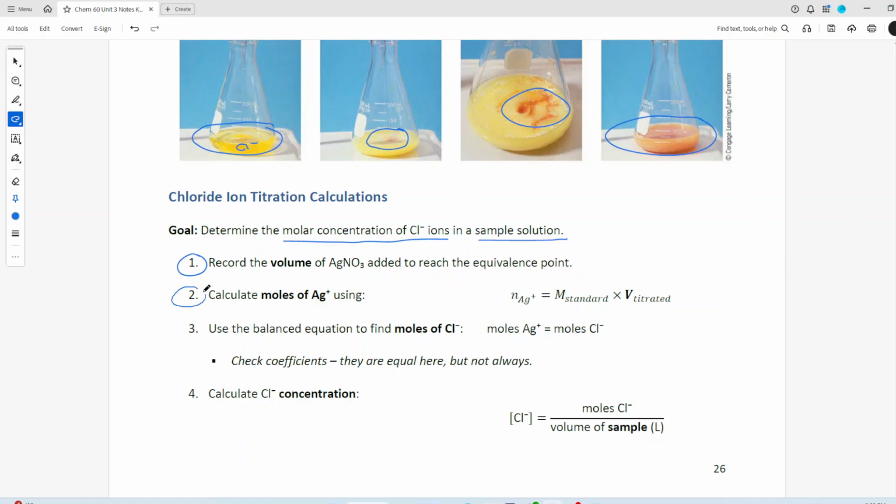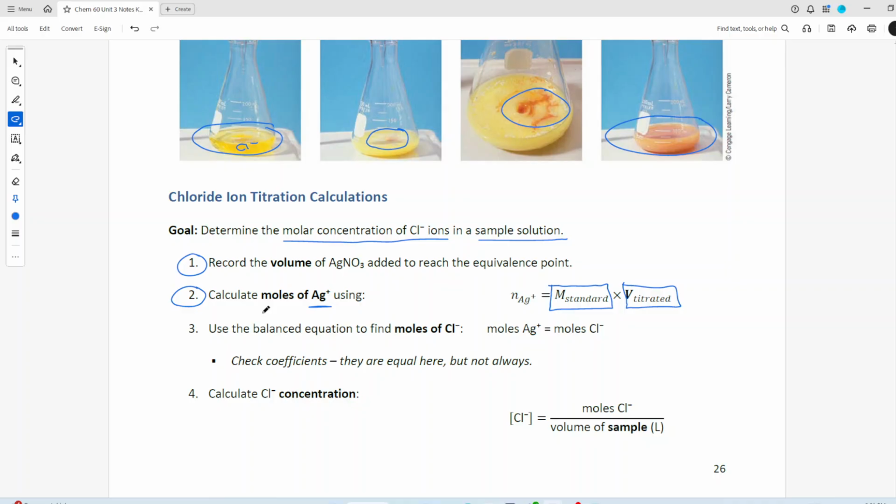From that, you're going to be able to calculate the moles of silver that you added. So the moles of silver is going to equal the molarity of your standard solution, so whatever's in the burette, times the volume that you titrated. So that's going to tell you the moles of silver that you added.